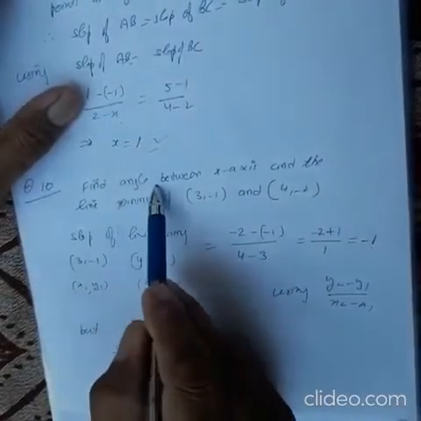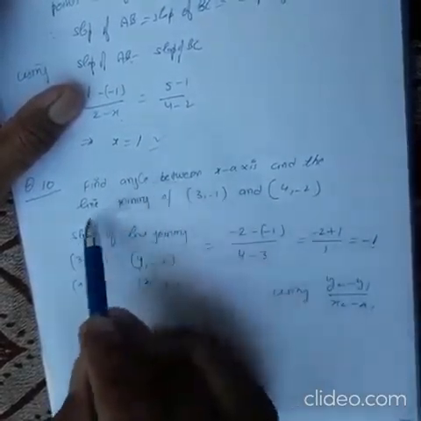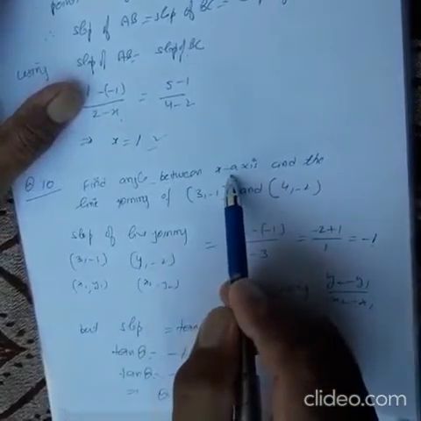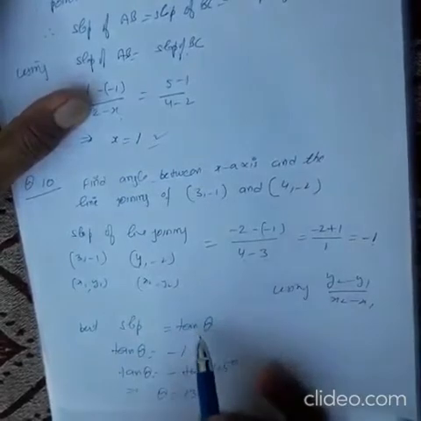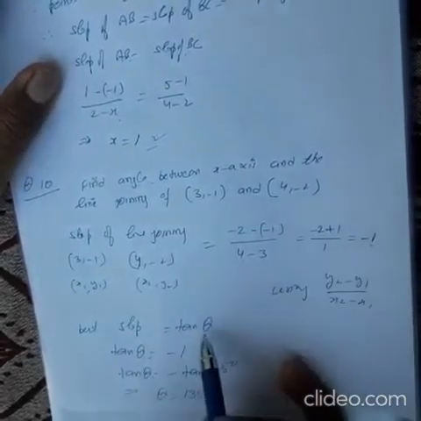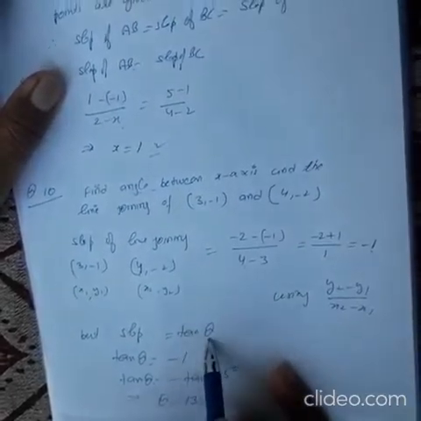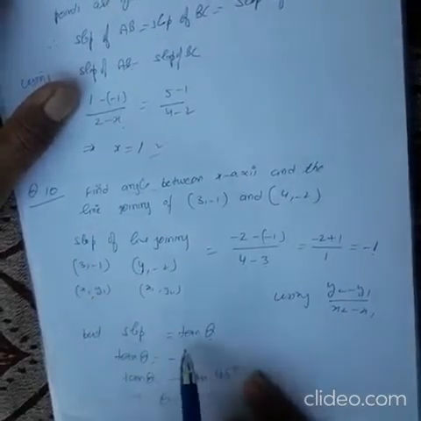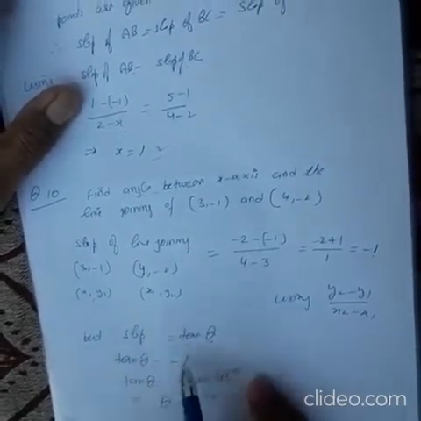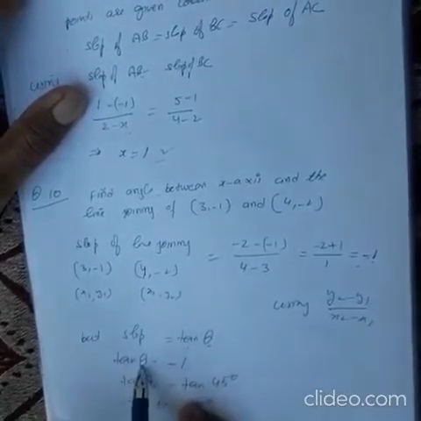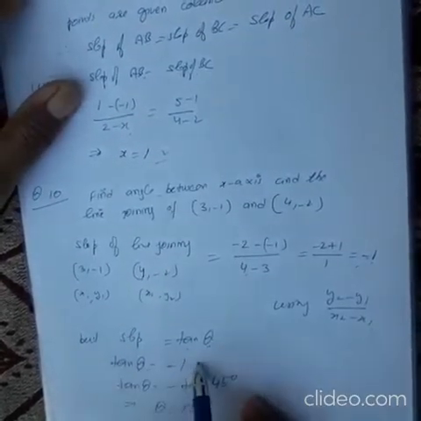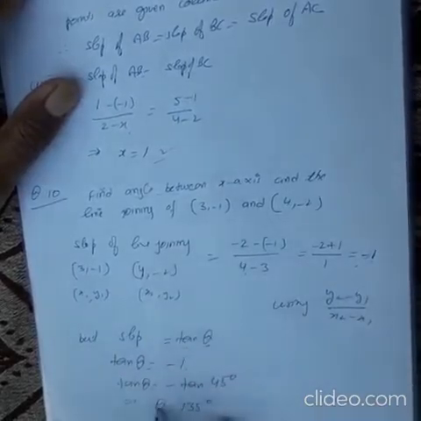The required angle is the angle of inclination, the angle between the line and the positive x-axis. So that is the angle of inclination. Angle of inclination means theta. So using theta we can find the slope as tangent theta. We know the slope is tangent of theta. The slope is -1, we have already calculated, that is equal to tangent theta. And solve this equation to find the value of theta.